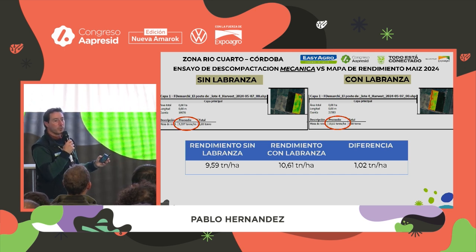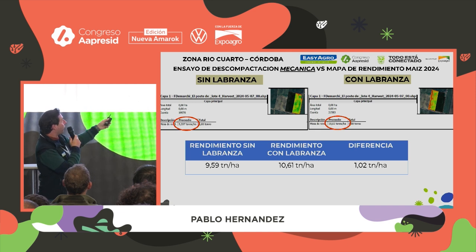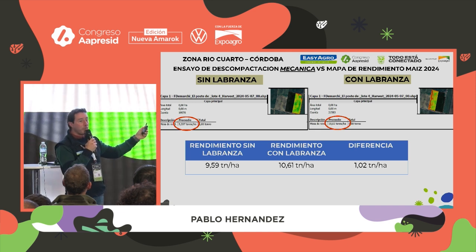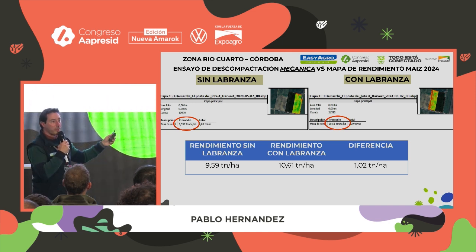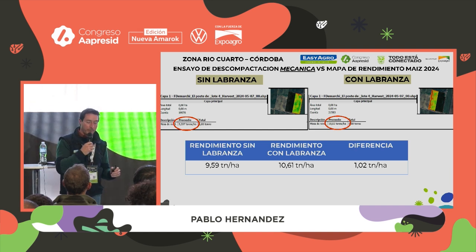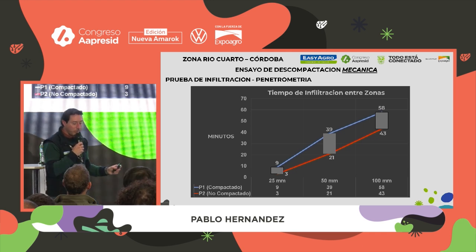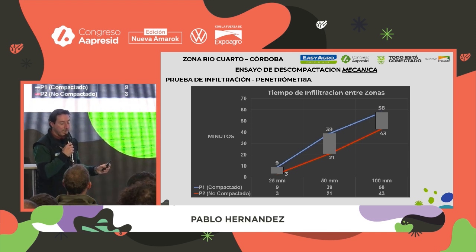we see that the result of decompacting when we have problems, the total difference was 10,061 kilos. So we knew that there was a compaction problem, and we were able to analyze these parameters.